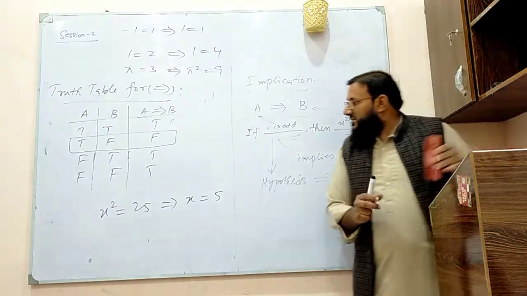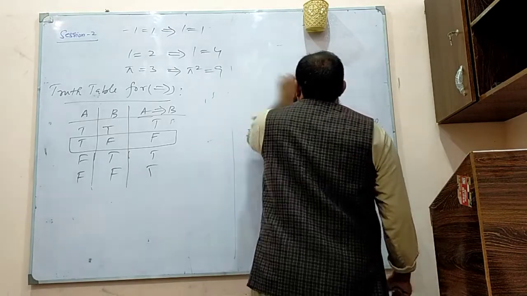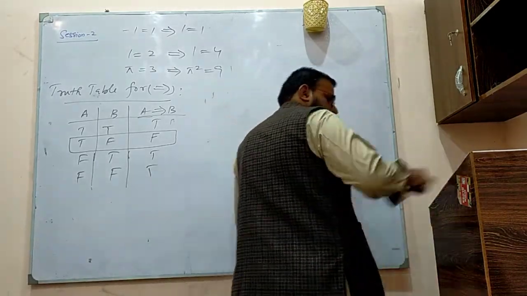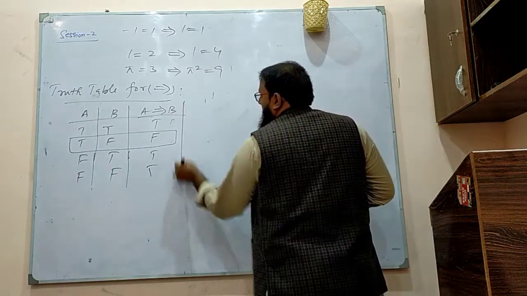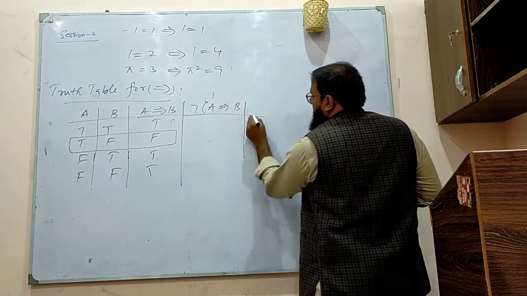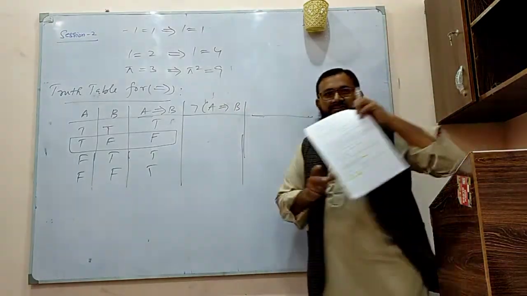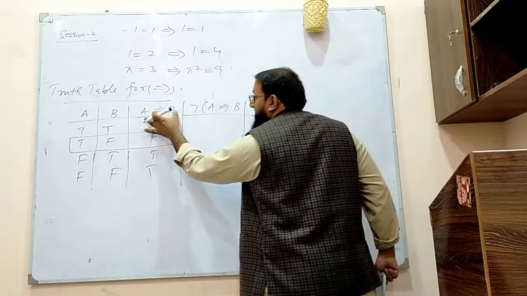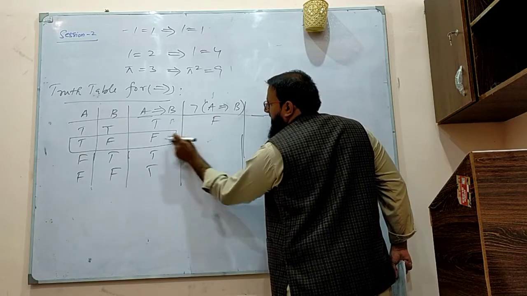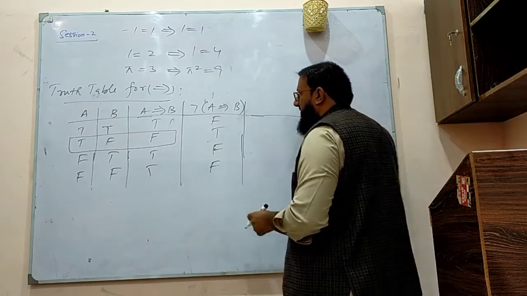Can we take this table to a few next columns? Can you take the negation of A implies B? It's something very simple. You have this statement, you are going to negate this statement. True becomes false. False becomes true. True becomes false. True becomes false.